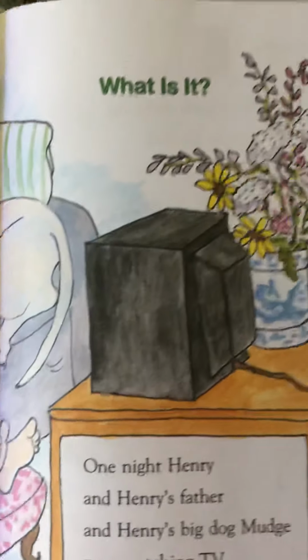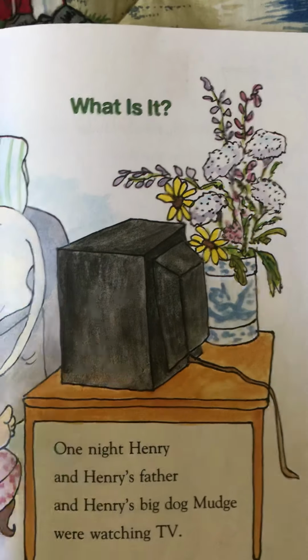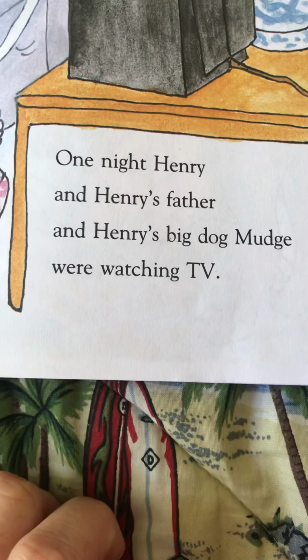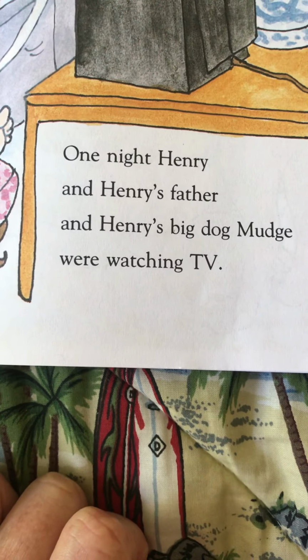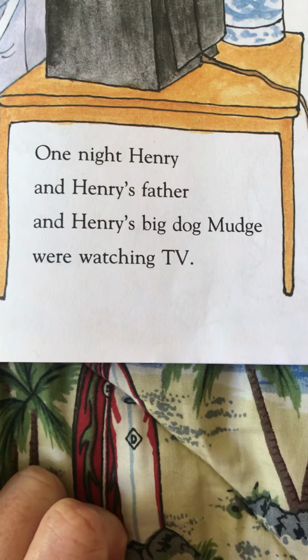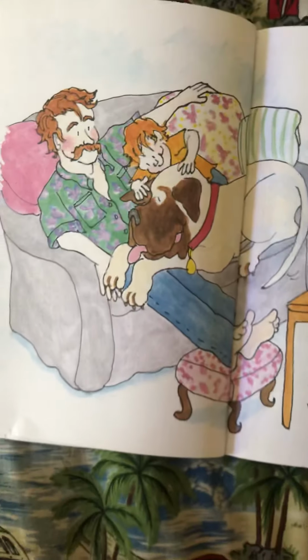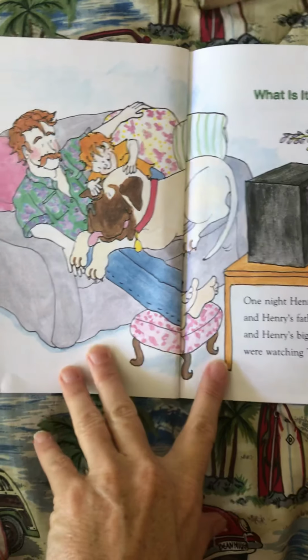So on this page, it's the first chapter of this book. It's called What Is It? And we're just going to read the words at first. It says, one night, Henry and Henry's father and Henry's big dog Mudge were watching TV. Now that's pretty straightforward. There are 3 characters and they're watching TV, right? All right. But the illustration shows us so much more.